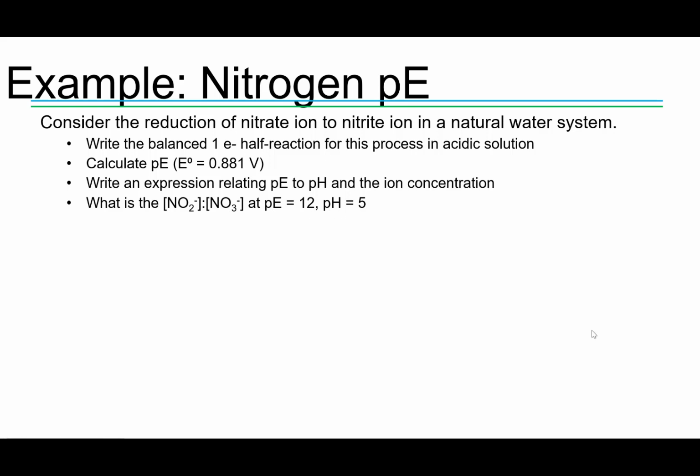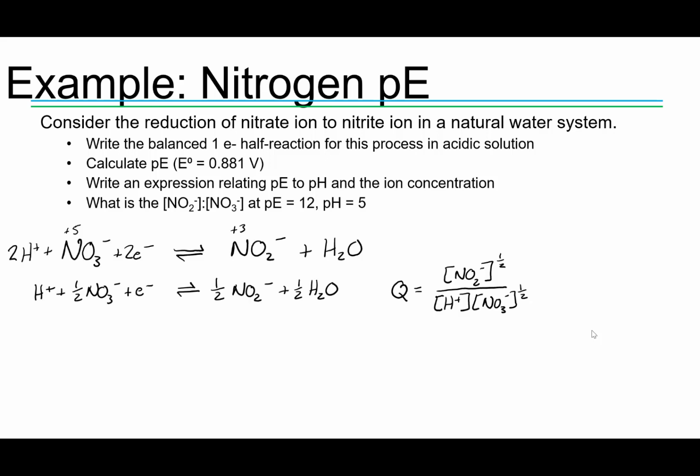To begin, we need to come up with the balanced one electron half reaction describing this reduction. So the chemical formula for nitrate ion is NO3-, and the chemical formula for nitrite ion is NO2-. This means that the nitrogen is going from a +5 to a +3 oxidation state, which is a 2-electron transfer. It's a 2-electron reduction, so the electrons need to go on the left-hand side of the equation.